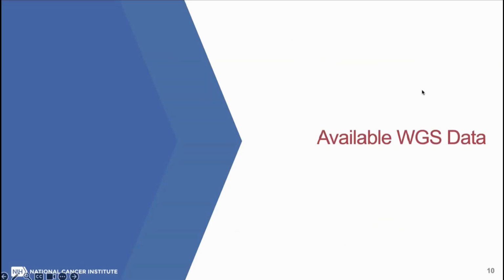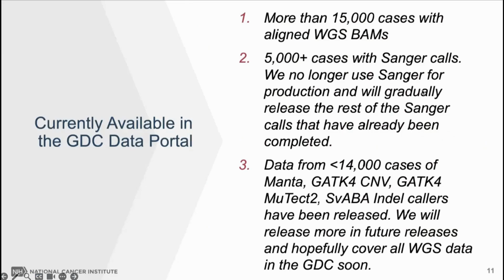Thanks, Bill. Next slide. So we currently have more than 15,000 cases with aligned whole genome BAMs available in the portal. In addition, over 5,000 of those cases have Sanger variant calls. While we no longer use Sanger for production, as Bill mentioned, we will gradually release the rest of the completed calls over time. It won't be a complete set, but there will be more than what we currently have.